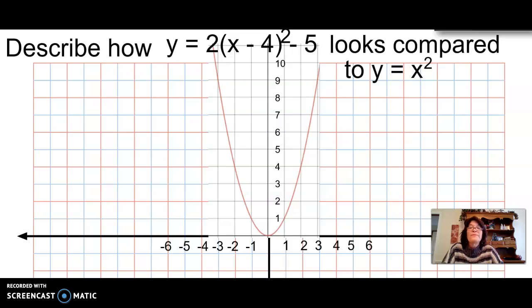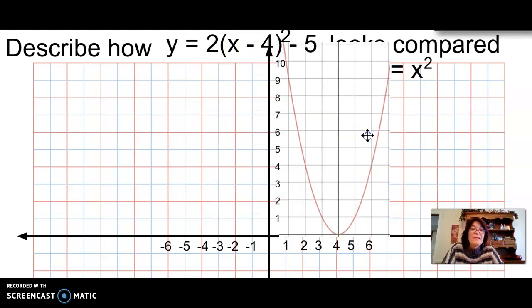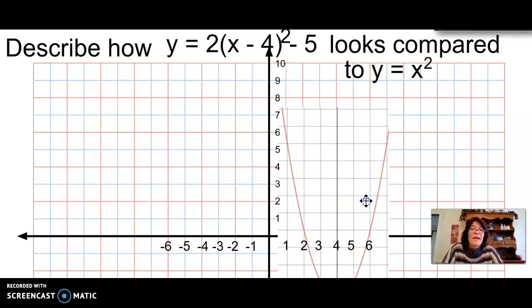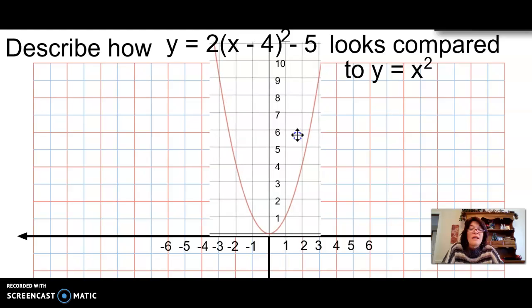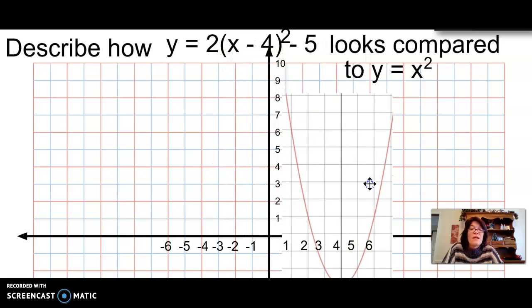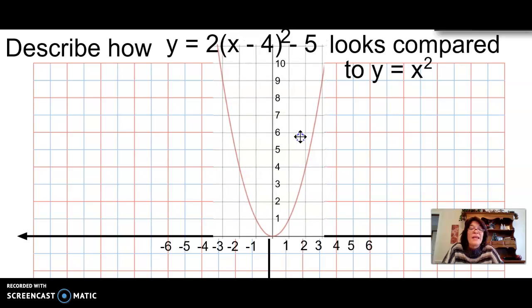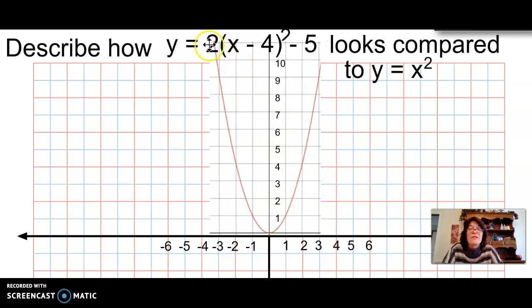What I want you to do is think about where this would shift. I'm going to shift it 4 to the right and 5 down. Isn't that what happens? I shift the parabola 4 to the right and 5 down. It's going to be down here, and it's also going to be skinnier. It's going to be shifted positive 4 over, down 5, and it's going to be skinnier than this because of the 2. Try it on Desmos if you don't believe me.